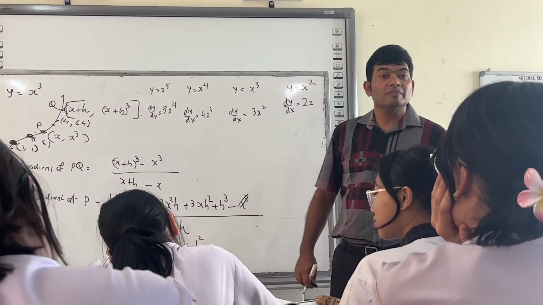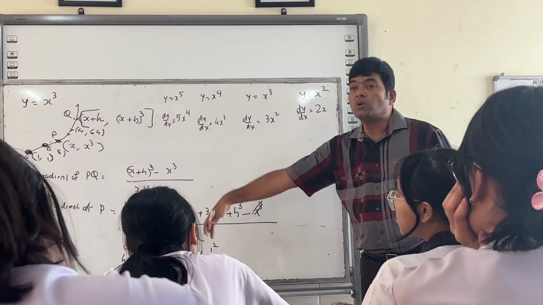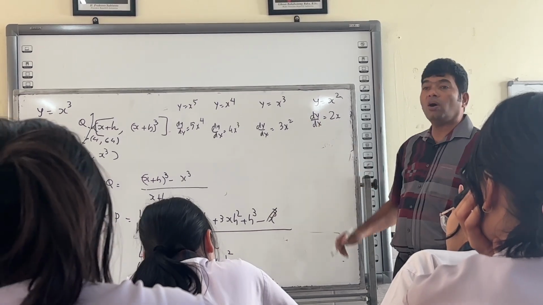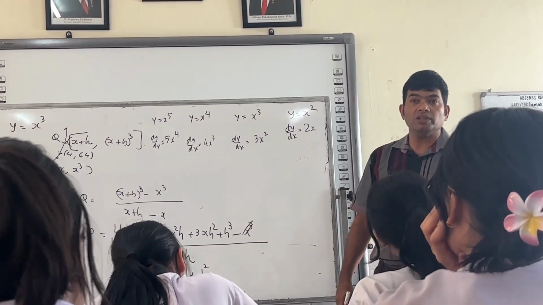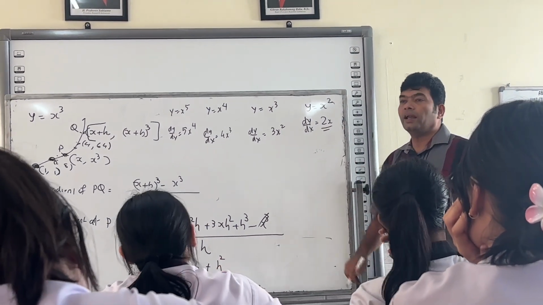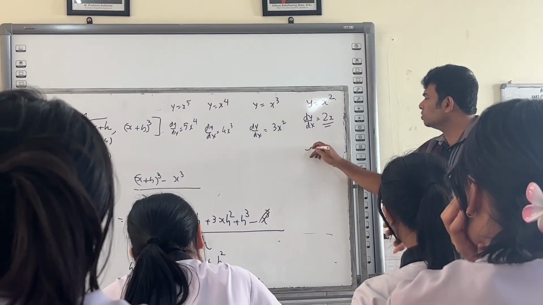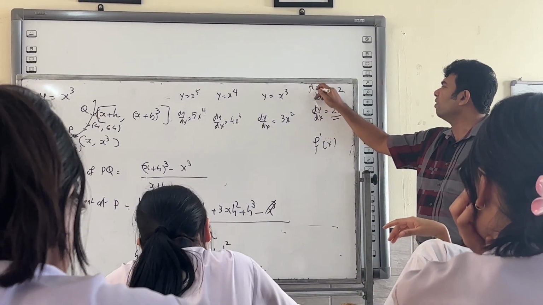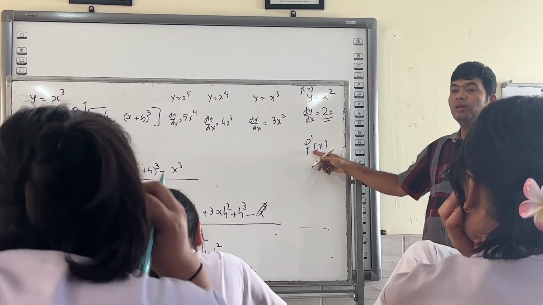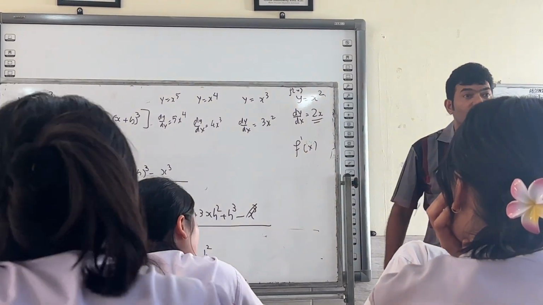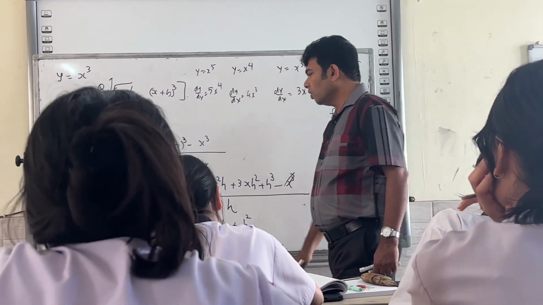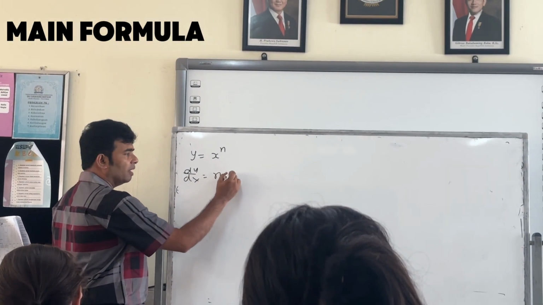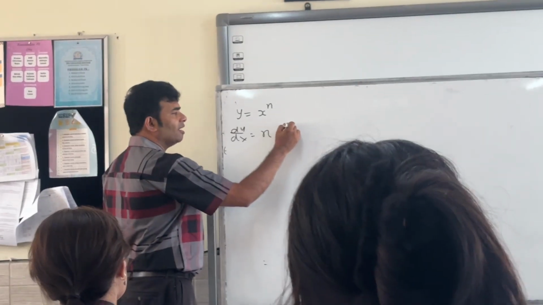Understanding or not? Yes. The process is called what? Differentiation. The answer is called derivative. It is also called gradient function. It is also denoted by f dash x. If the original one is f of x, we call it f dash, meaning derivative. Understanding or not? Yes.